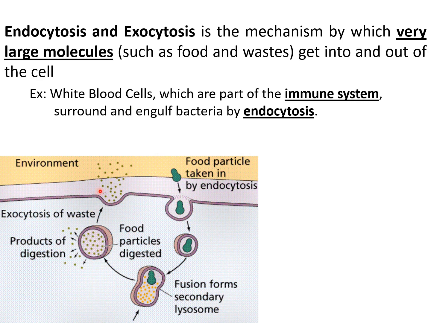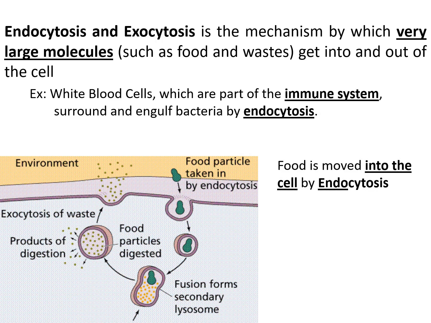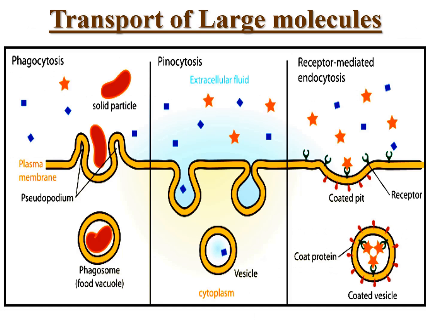When compared to active and passive transport, sometimes they may ask this question also. So next, food is moved. I have explained with the diagram. So side by side like this you can present, and with the diagram you can explain as points. And this is a summarization of transport of larger molecules: phagocytosis, pinocytosis, and receptor-mediated endocytosis.